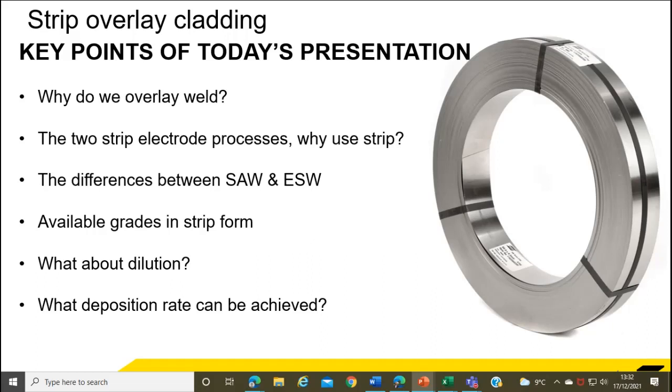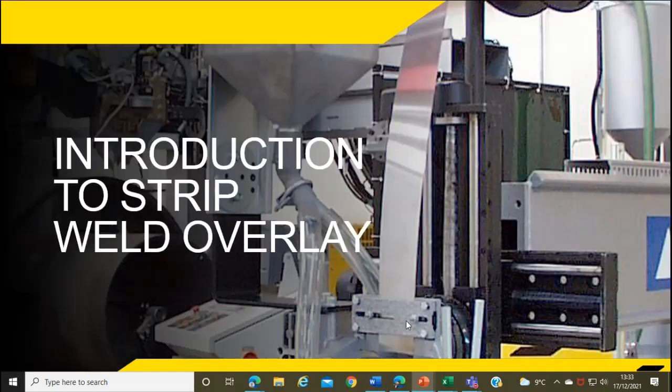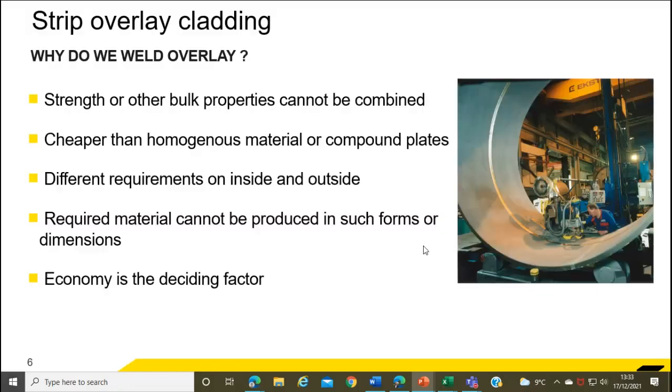Obviously, what you can overlay is dependent upon the available grades. So what grades are available? Dilution, as with any overlay, is an issue. You're trying to achieve a chemistry on the surface for some purpose. If that gets diluted, then what can you do about that? What happens? And really, the big thing about strip overlay is what deposition rate can be achieved.